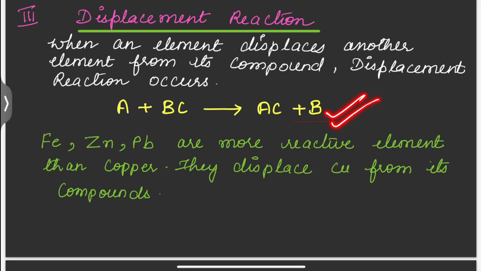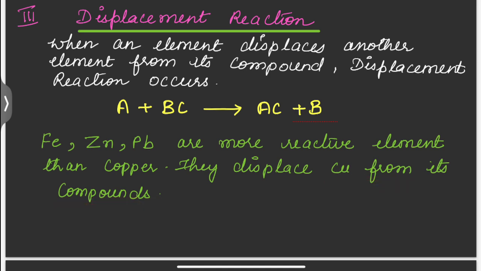Is that clear? Next, you can see here Fe is iron, Zn is zinc, Pb is lead. These metals are more reactive than copper, make a note of this, this is very important. So iron, zinc and lead are more reactive than copper. Therefore they will displace copper from its compound, copper sulfate.